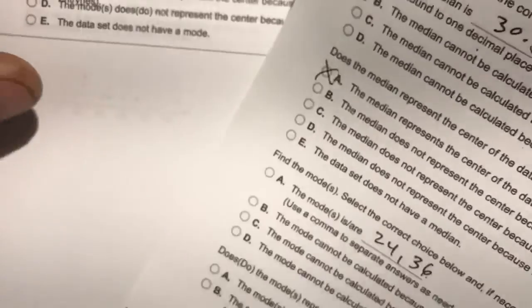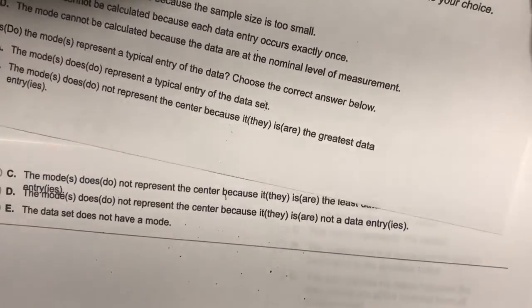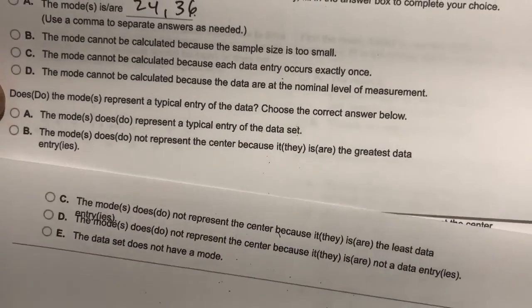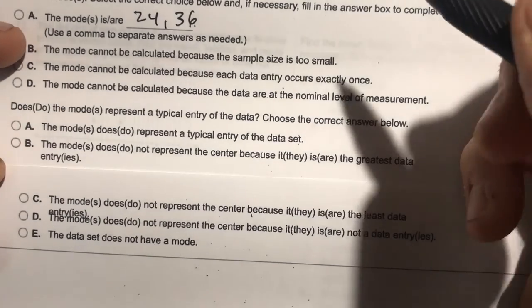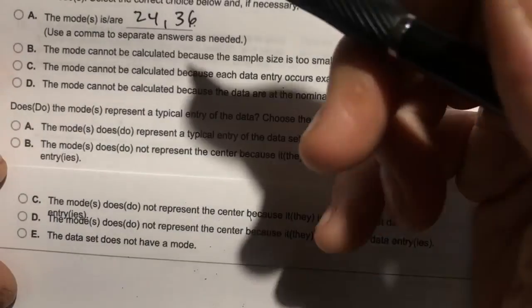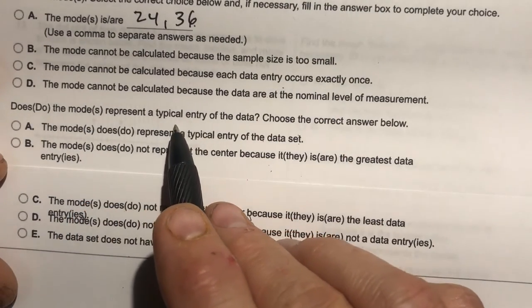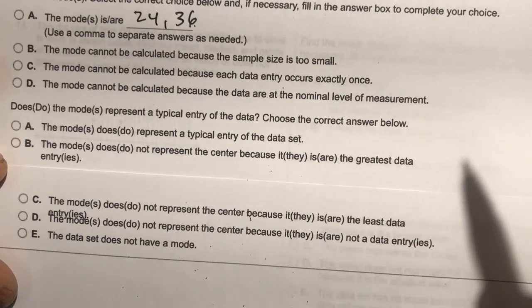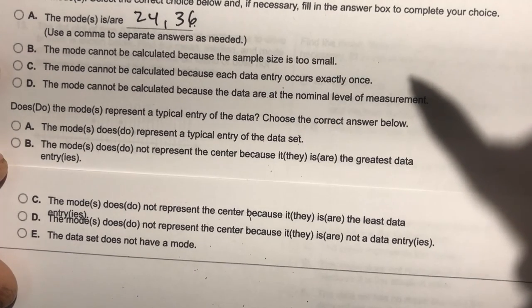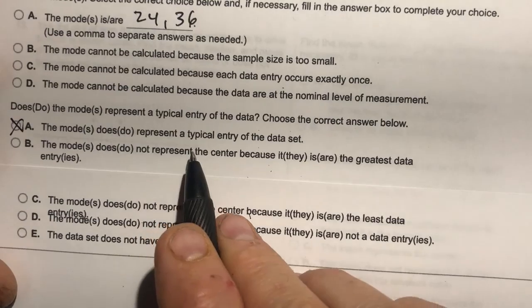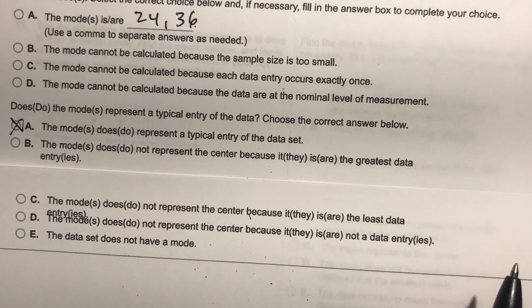All right, now we got 2 modes here. Get this thing fixed up here. Okay. Now, since we've got 2 of them here, do the modes represent a typical entry of the data? All right, they do represent a typical entry because that's like where we have our cluster at. So, A, the modes do represent a typical entry of the data. So that's a typical value.